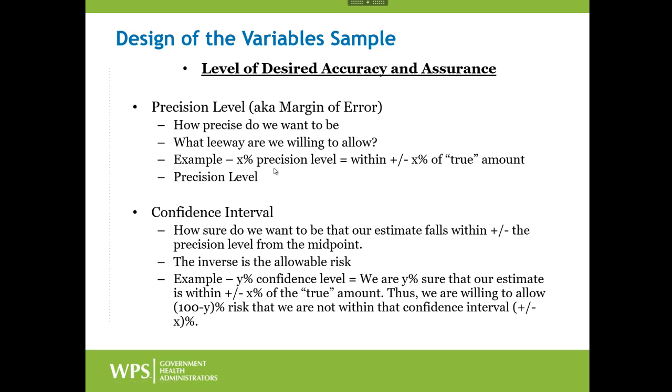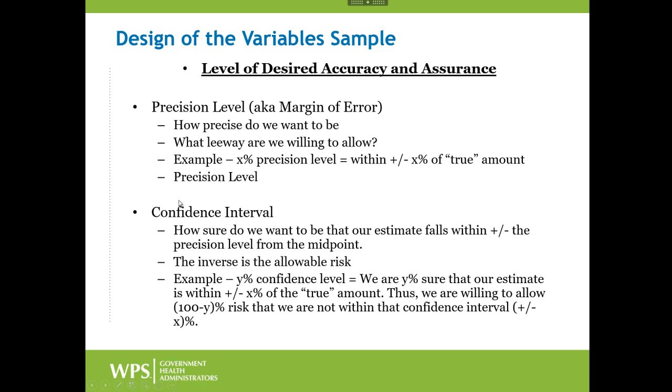And the idea here is the smaller this precision level, or the tighter it is, as it's referred to, then that requires a larger and larger sample to get that accurate plus or minus of the true amount. So that's the thing about a precision level. A confidence interval works with the precision level. It's how sure the auditor needs to be that the estimate, the adjusted amount, falls within plus or minus the precision level from the midpoint.